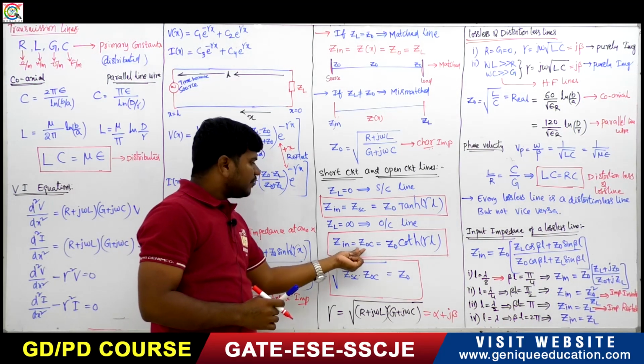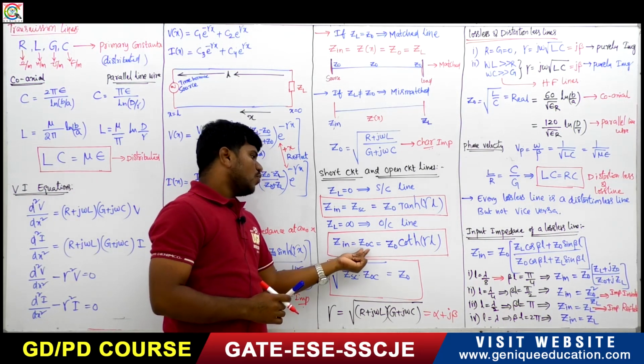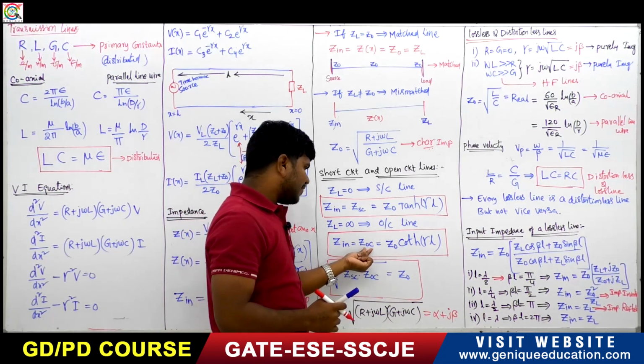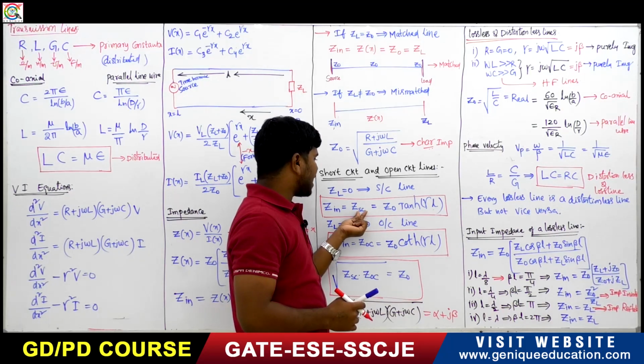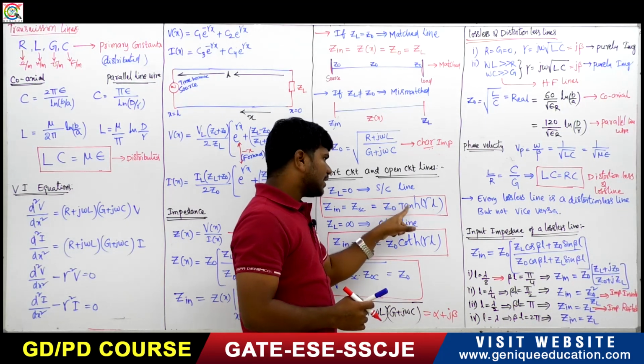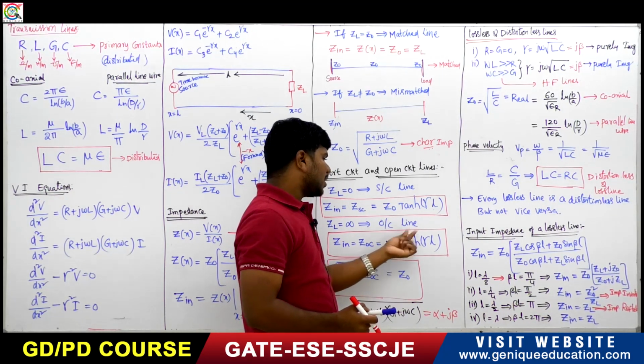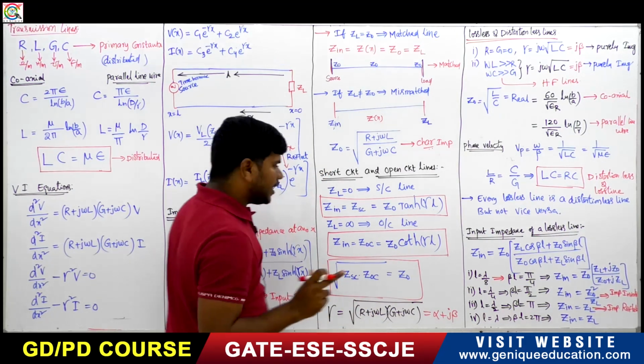So Zin of the open circuit line can also be represented as ZOC, and the Zin of the short circuit line can also be represented as ZSC. It is Z0 tanh γL and Z0 coth γL. These are very, very important relations.